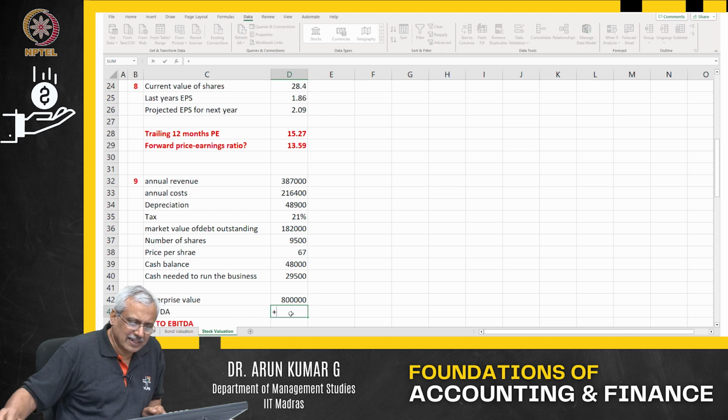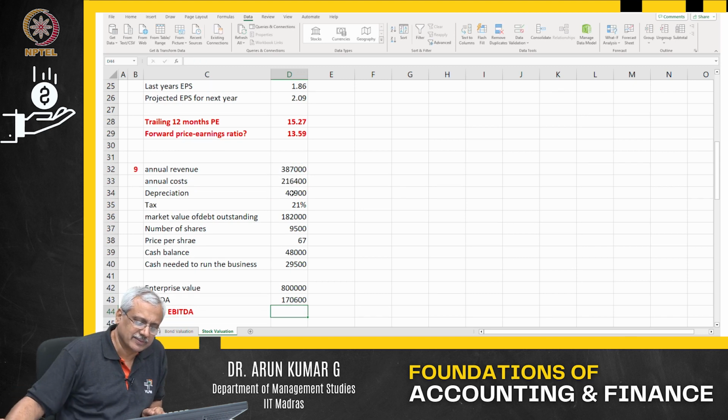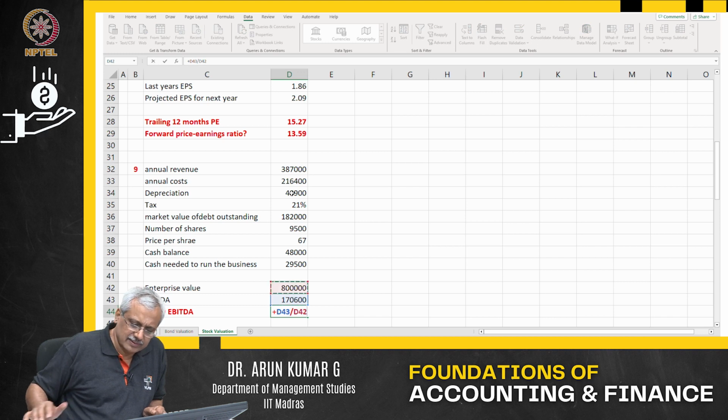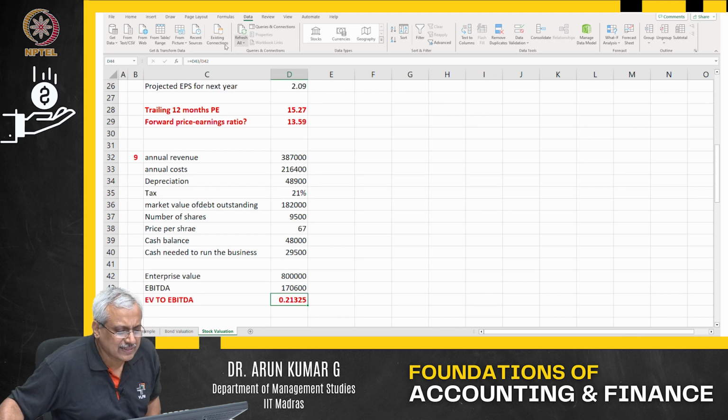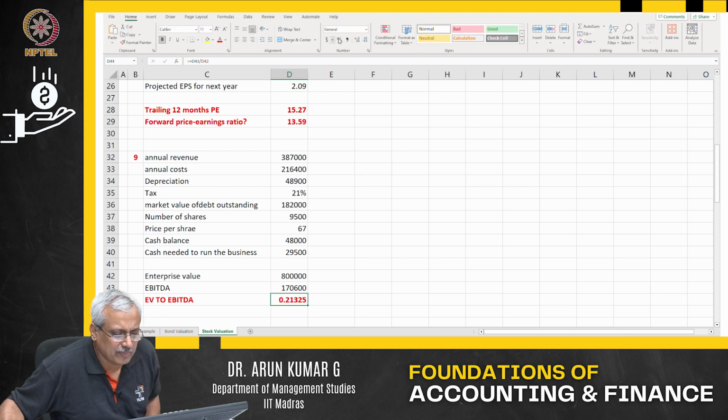What is EBITDA? Very clear. My revenue is given out there minus my cost is also given out there. This is the EBITDA. What is EV to EBITDA? That's all. Yes, I can express it in the form of a percentage.